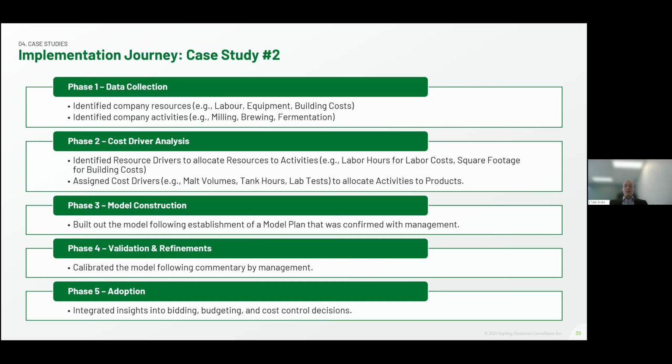With the groundwork in place, we then moved to phase 3, which was model construction, building out the ABC model based on the structure that we confirmed with the management team. Next, phase 4 involved validation and refinements, where we fine-tuned the model in response to leadership feedback, ensuring it reflected operational realities and management priorities. Finally, in phase 5, adoption, the insights were fully integrated into real-world decisions, supporting improved product pricing, refined production mix, and margin control. This structured rollout ensured both accuracy and organizational buy-in.